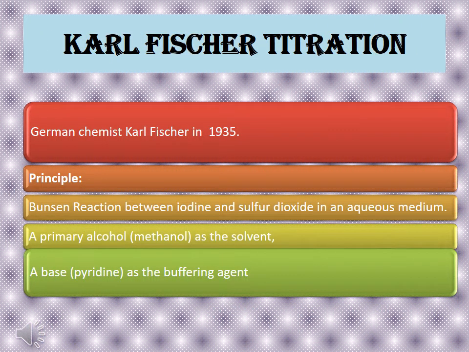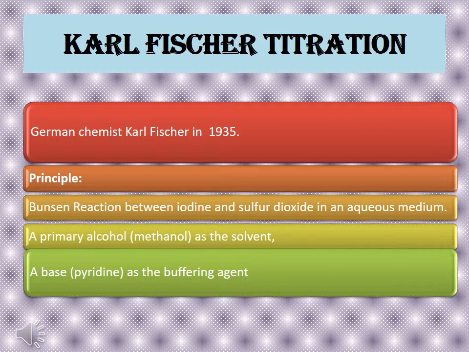Now moving to Karl Fischer titration. So Karl Fischer titration is basically a titration method that uses either a volumetric or coulometric titration to determine the water quantity that is present in a given analyte. This method, which is used for quantitative chemical analysis, was first developed in 1935 by a German chemist, Karl Fischer.